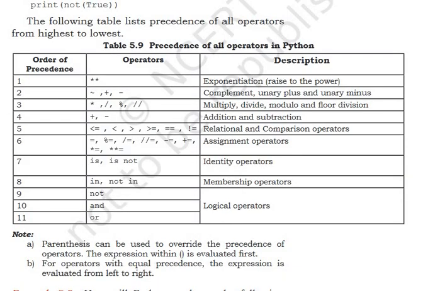So look at the order of precedence. We have 1, 2, 3, 4 and so on. Look at 4, addition and subtraction. Both are having equal precedence. Whatever comes first will be evaluated first. It is the same case with multiplication, division, modulo and floor division also, whatever comes first will be evaluated first.